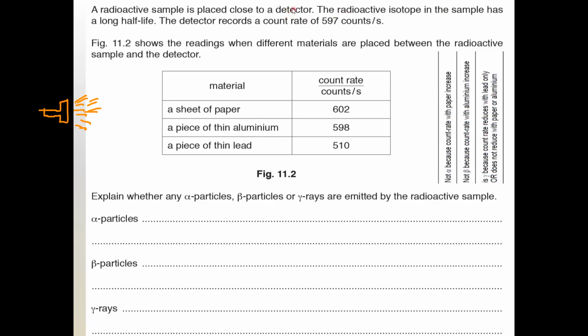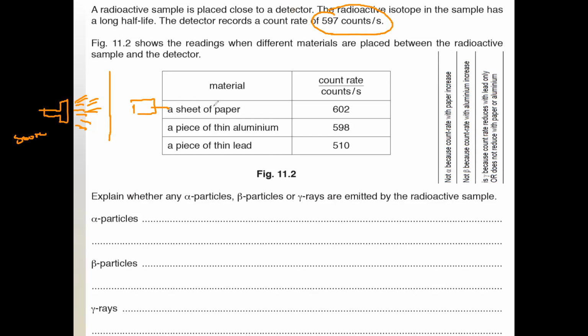The detector records 597 counts, like 597 radiations per second. Example: Figure 11.1 shows the reading when different materials are placed between the radioactive source and the detector. Like this is the radioactive source and this is the detector, and we place different types of medium.